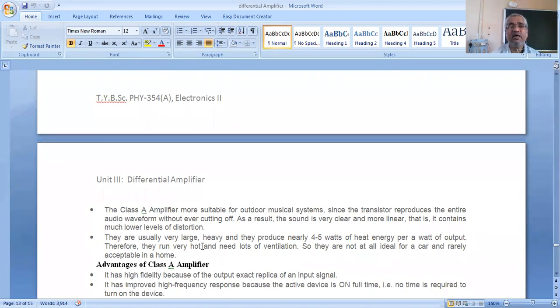Generally, these power amplifiers are heavy and they produce 4 to 5 watts of heat energy. Because in every power amplifier there is a production of heat. If you consider any power amplifier, heat is produced. Therefore, these power amplifiers must be kept in well ventilated places. Therefore, they are not ideal for situations where there is a very closed room or in a car. They are rarely acceptable.